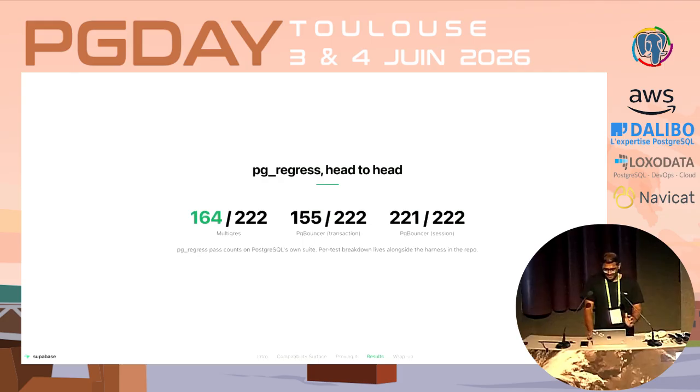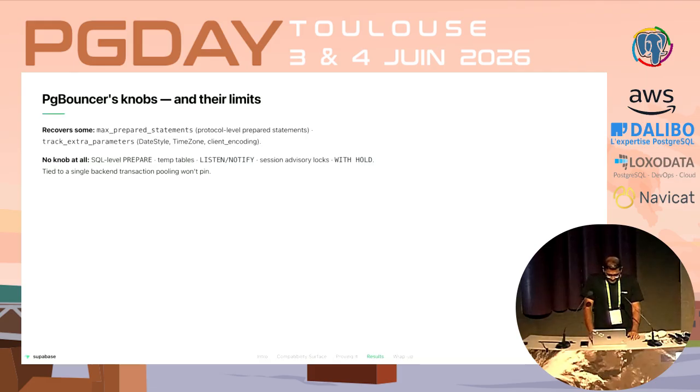All of the results are in the repo, so I recommend you check that. And just to be fair to PgBouncer, it can claw back some of those test cases by using some GUC variables, like track extra parameters, which carries a handful of parameters. But still, there will be some cases where it is documented that PgBouncer will not work, like withhold cursors, listen, notify, temporary tables, anything which basically needs session state persistence. They will not work with the transaction pooling mode.